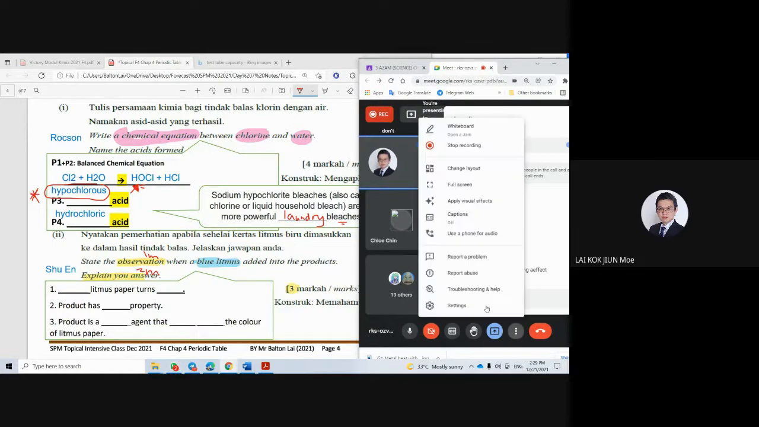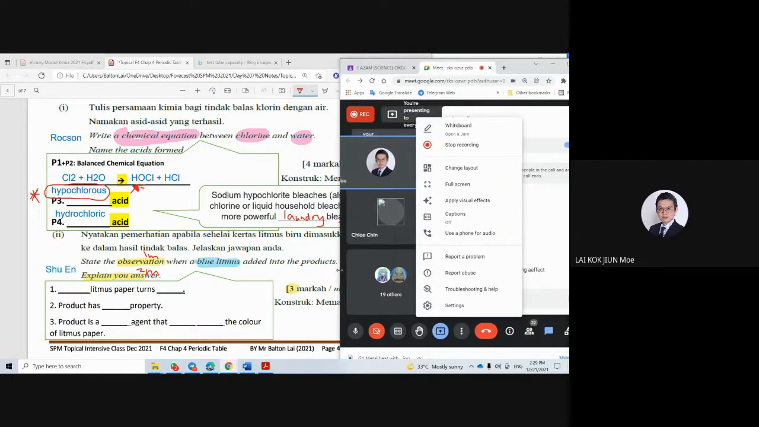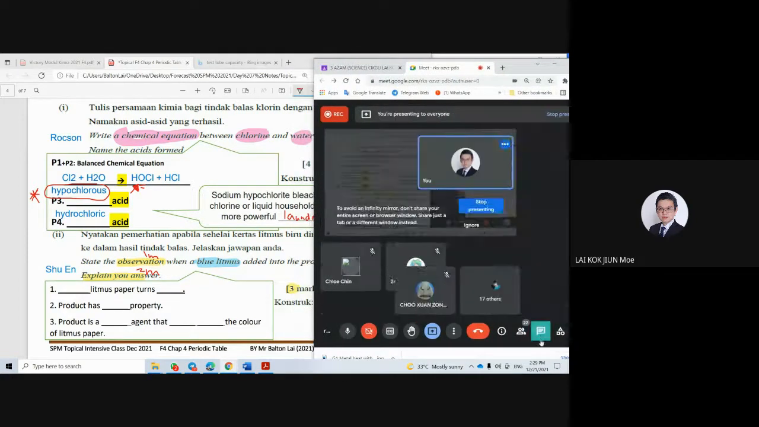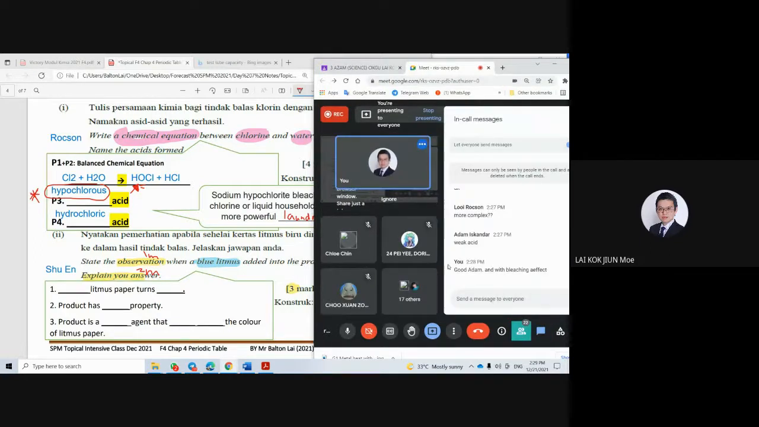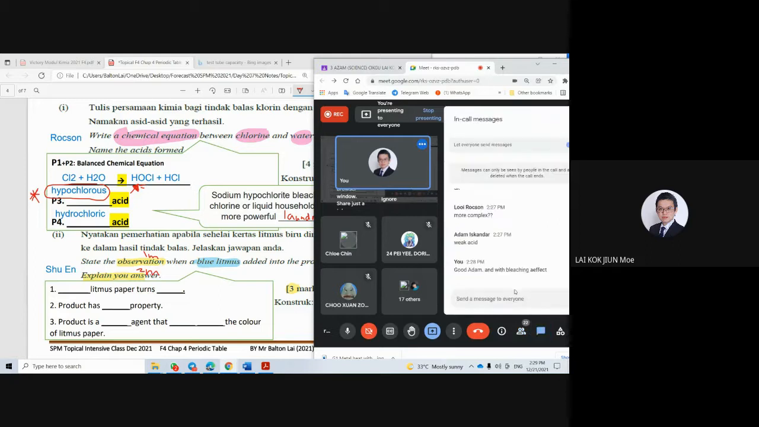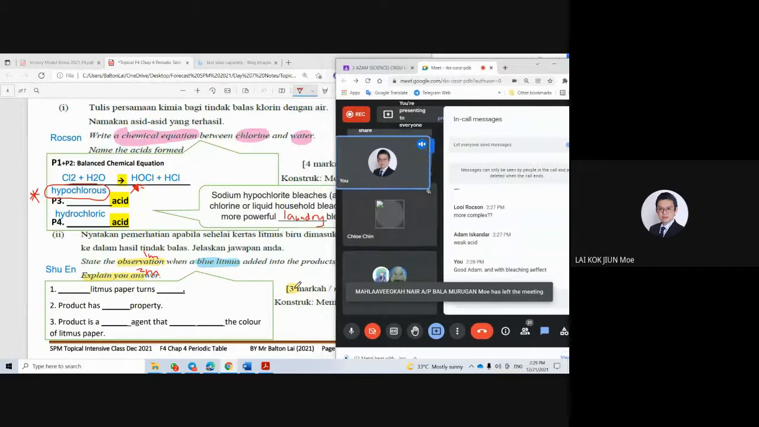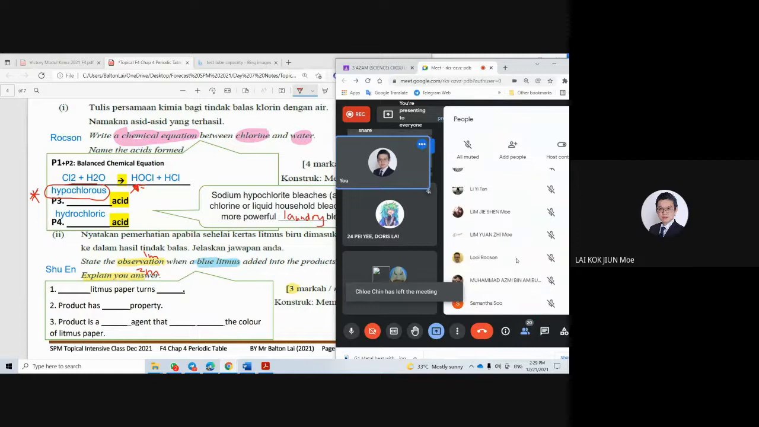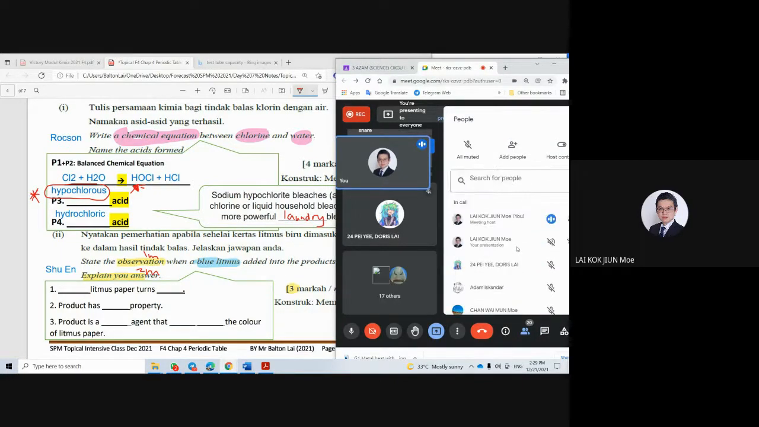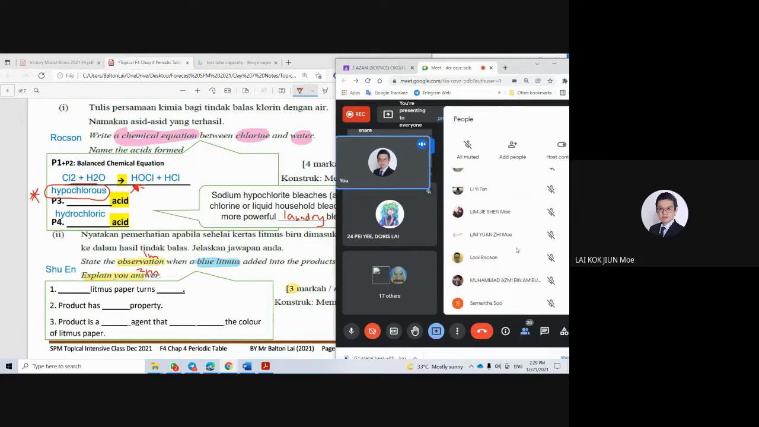Su-en, which school are you from? Su-en is a KL student, right? Su-en is missing already. Chloe has left already. Su-en is not around. Jenny, you can try. I think Su-en disconnected already.